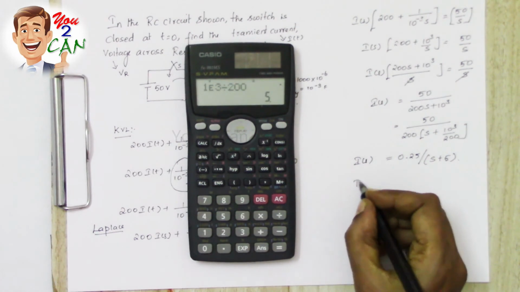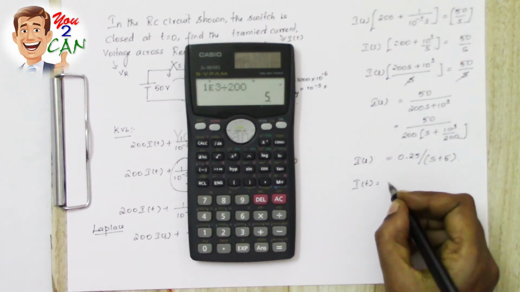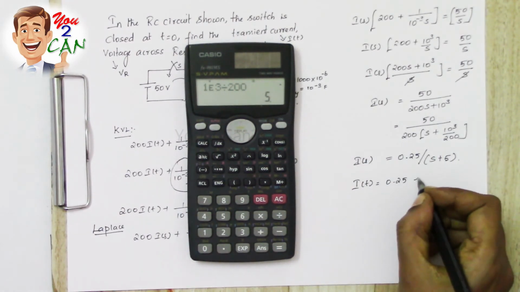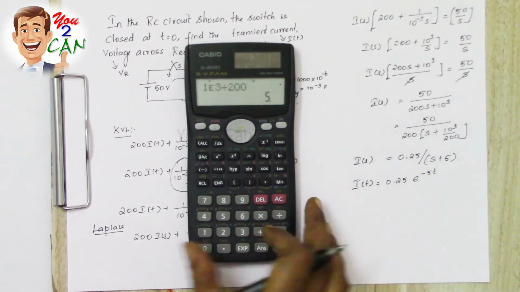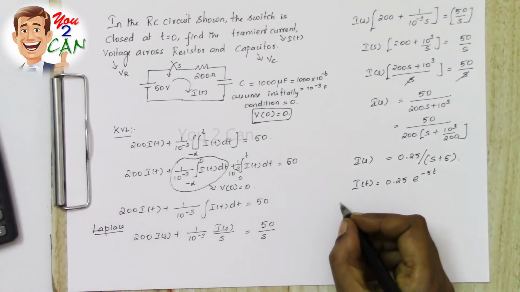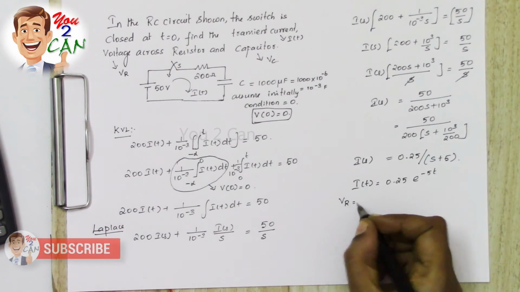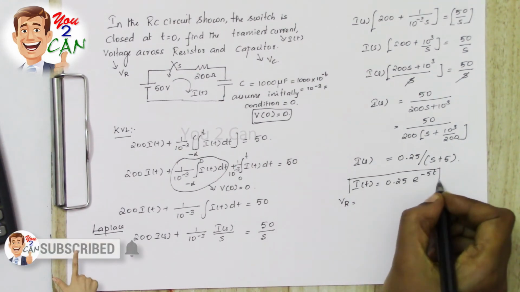Now what is I of t? Take the Laplace inverse: 0.25 e power minus 5t. This is the answer for the first question.